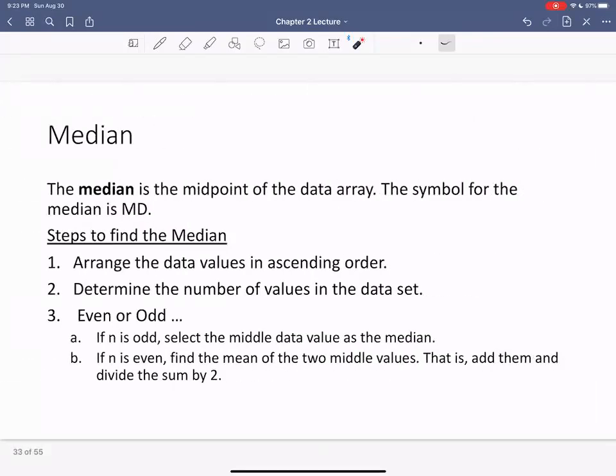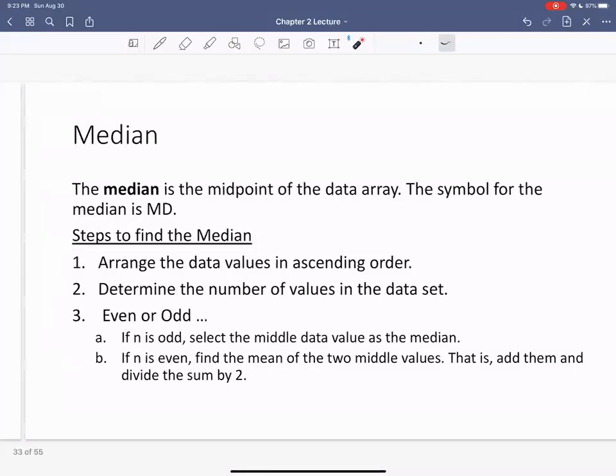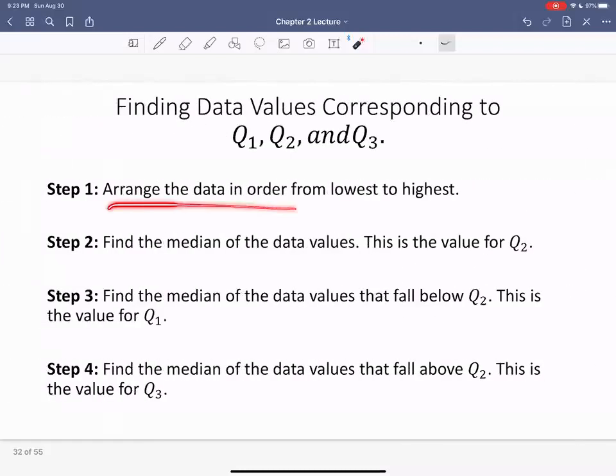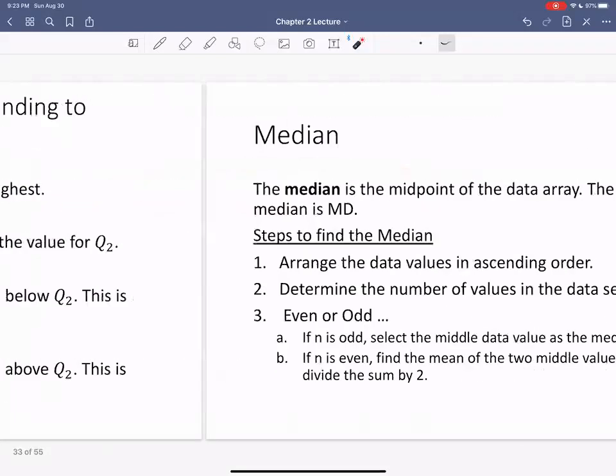So first, let's learn how to find the median. The median is the midpoint of the data array, and the symbol for the median is MD, used frequently. So, steps to find the median. First, you have to arrange the data values in ascending order, which was the exact same thing we did here, so you already have to do it anyway.